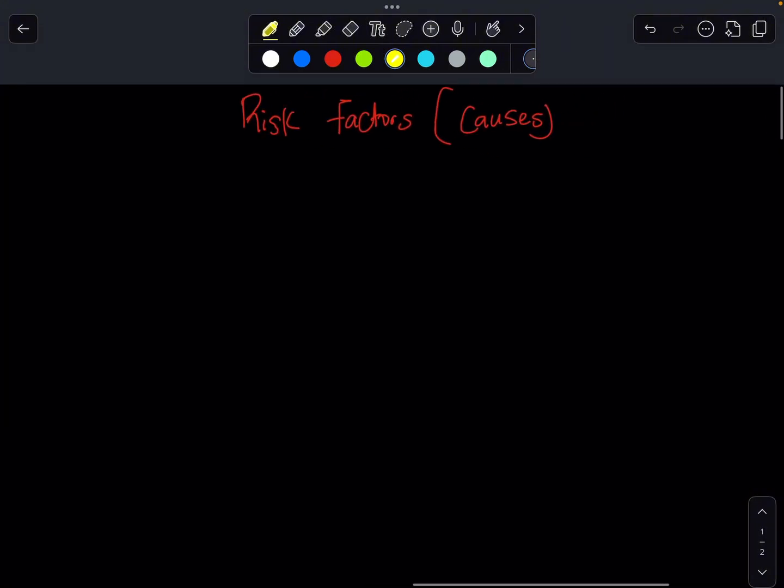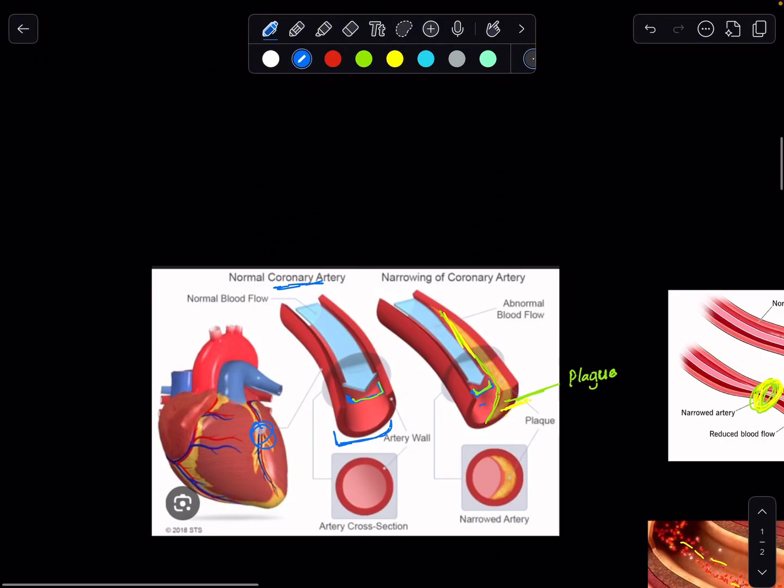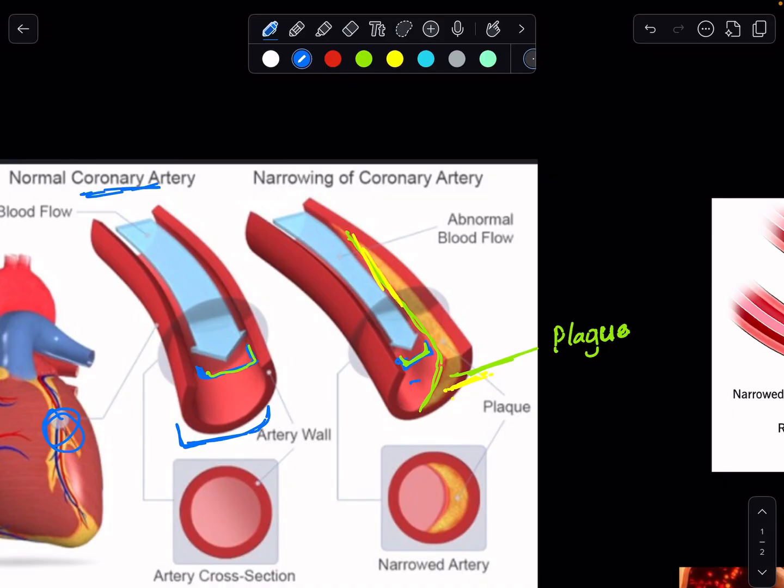So risk factors are causes. The first thing that we're going to talk about is the plaque. Guys, watch the video before, please. So plaque, what's the plaque? This is the plaque in this picture. How does that cause myocardial ischemia?